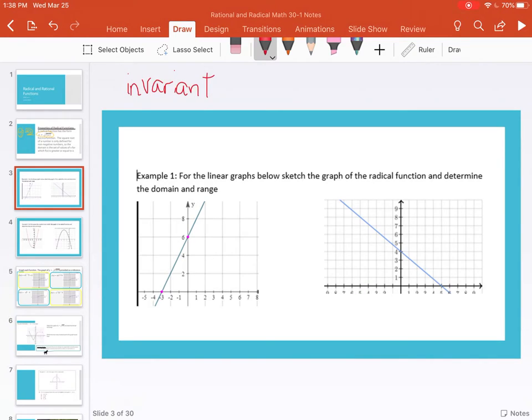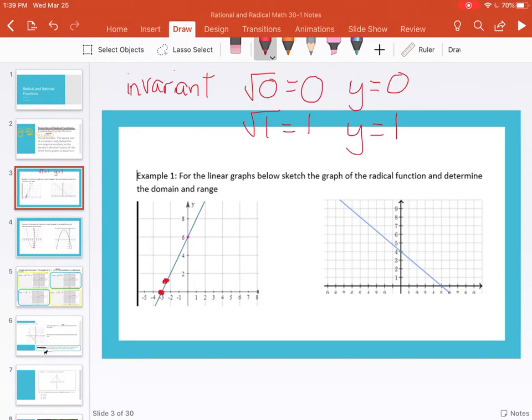Okay, so if I were to square root 0, I'd end up with 0. So anytime y equals 0, I will have an invariant point. If I were to square root 1, I'd end up with 1. So anytime y equals 1, I will have an invariant point. So what I'm going to do is draw those invariant points on my graph. So here's where y equals 0, and y equals 1, about right here.